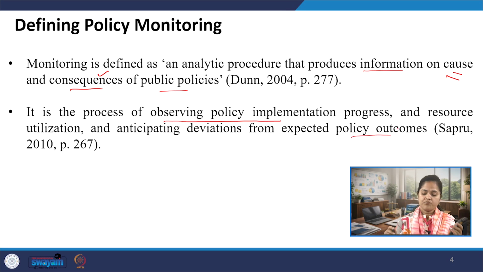Okay. So here 2 things are very clear from the definition of policy monitoring. The first one is that it produces relevant information on causes and consequences of public policy. And the second thing is that we can also identify and anticipate the deviations from the policy outcomes based on the data that the monitor has already collected.